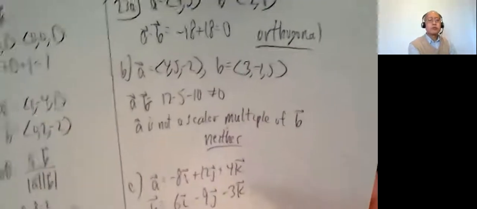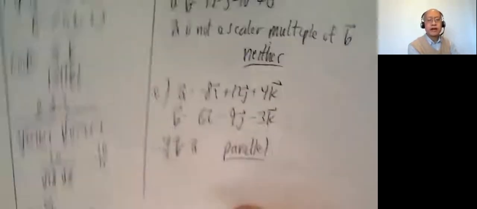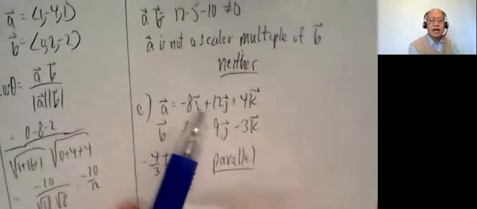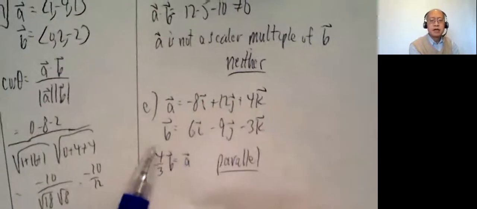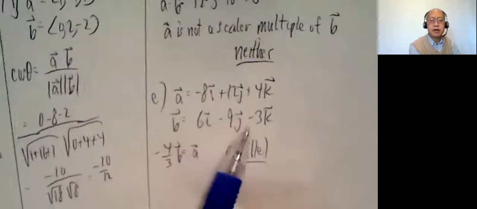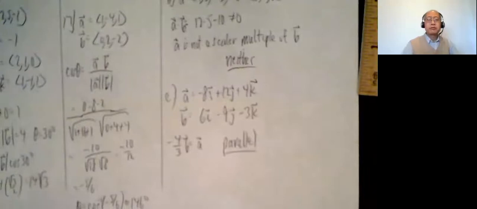Okay, now let me show you one example of parallel vectors. A is -8i plus 12j plus 4k. B is 6i minus 9j minus 3k. These are parallel, okay, because one is a scalar multiple of the other.